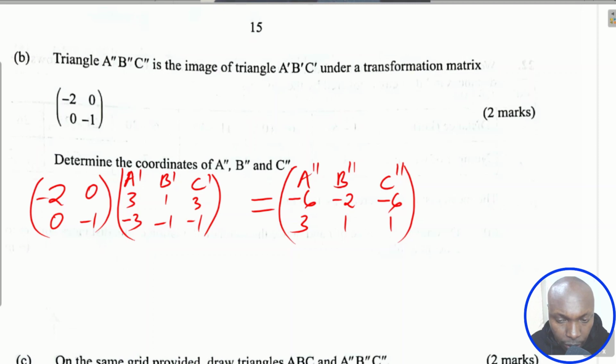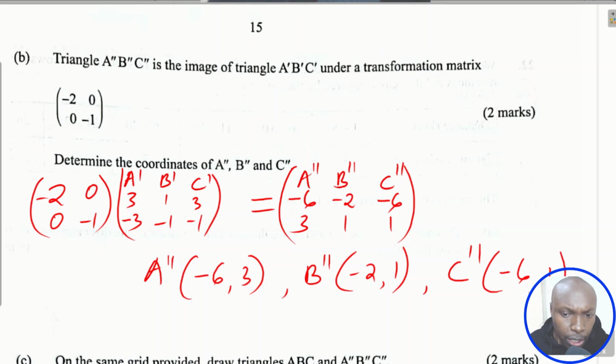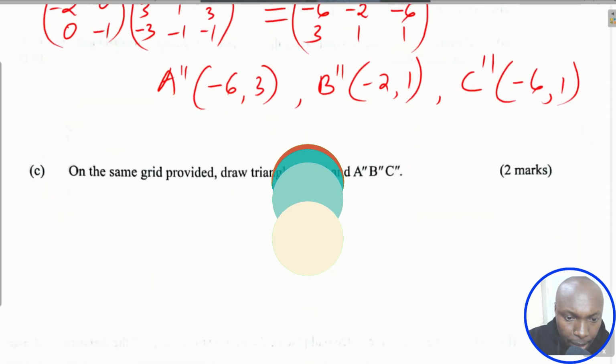So the coordinates of A double prime will be -6, 3, then B double prime will be -2, 1, and C double prime will be -6, 1. Simple as that. That is what you're supposed to do at that part, by simply pre-multiplying and getting the solution. Now let me go to part C of the question.